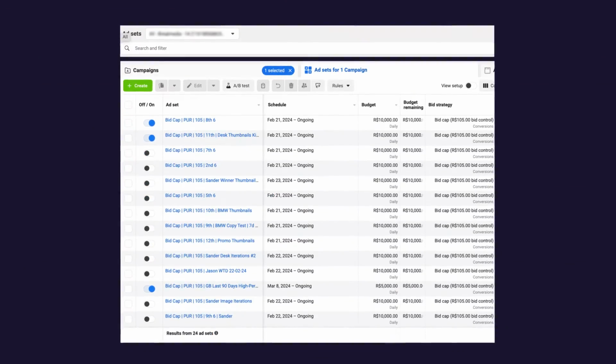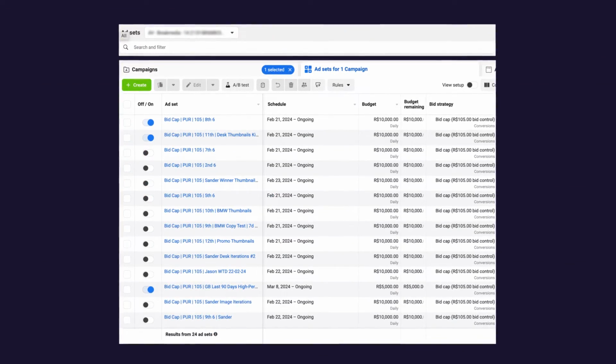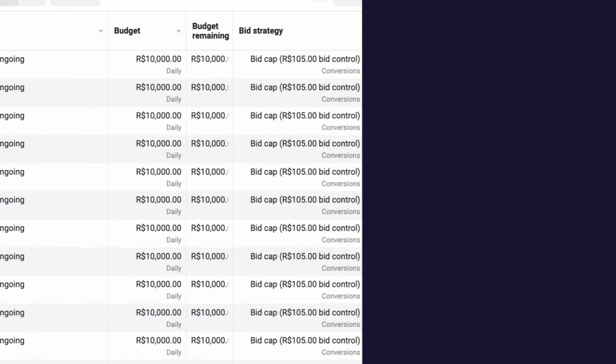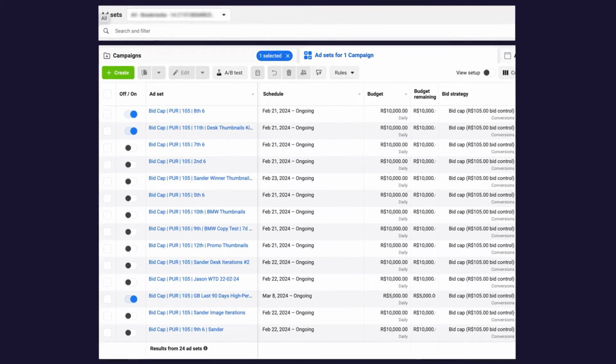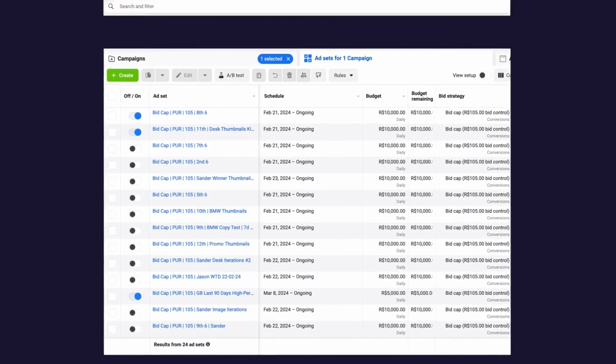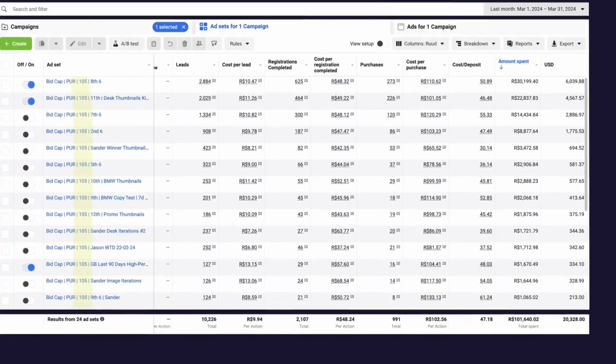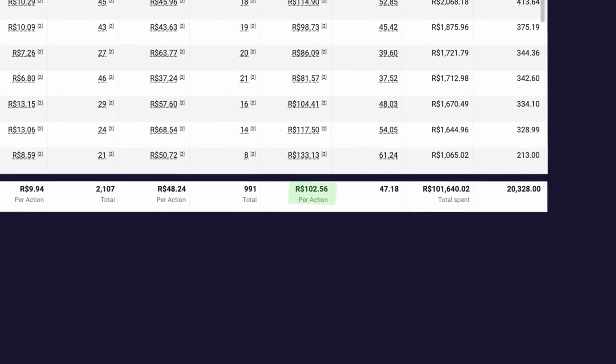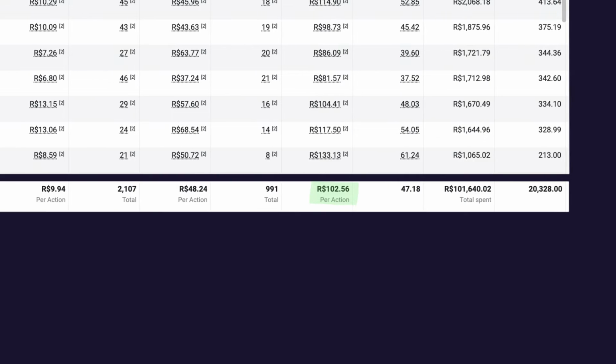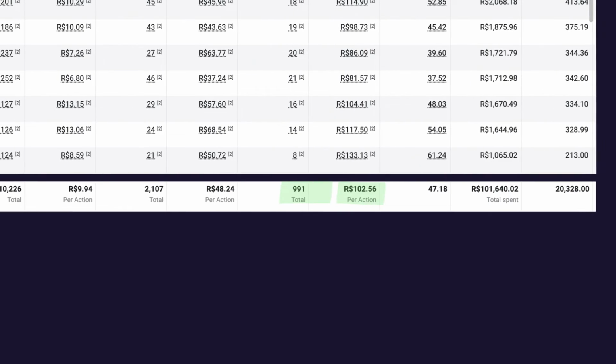Now, let's look at the bid cap strategy. What you see is that the bid cap is set to 105 per conversion. This is very, very close to the end result that we got, which is 102 real per purchase, with 991 conversions.